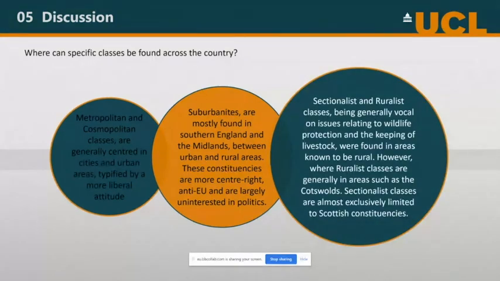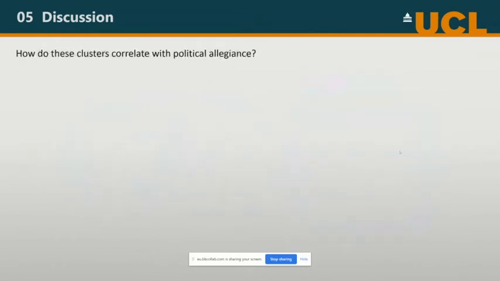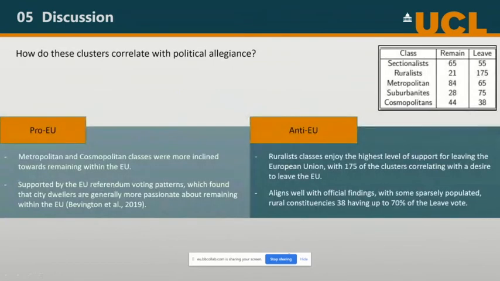And thirdly, sectionalist and ruralist classes, as we saw earlier around Scotland, Wales, and Cornish constituencies, as well as in the Midlands and in the North, are generally very vocal on issues relating to wildlife protection and keeping of livestock. However, where ruralist classes are generally in areas of the Cotswolds, sectionalist classes, like I said, are almost limited to Scottish constituencies and Wales.